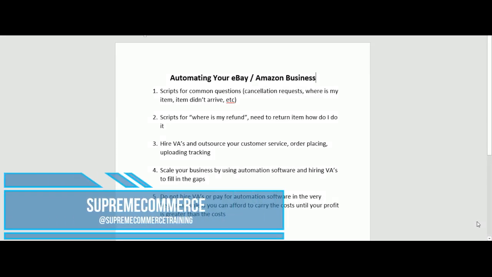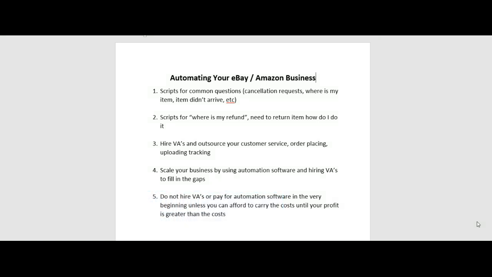Alright, so in this video we're going to talk about automating your eBay or your Amazon business or any other digital business for that matter, even a Shopify store. But in this case we're going to go over specifically eBay and Amazon. A lot of things you can do yourself personally before spending money on VAs or automation software or any of the like. You can simply automate a lot of the processes like customer service, return requests, refunds, customer inquiries, whatever the customer inquiry is.